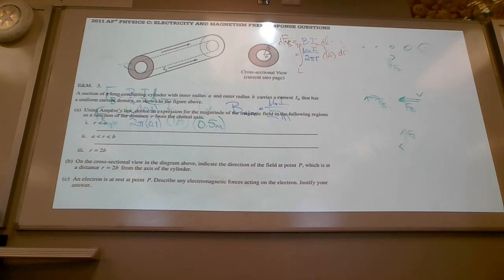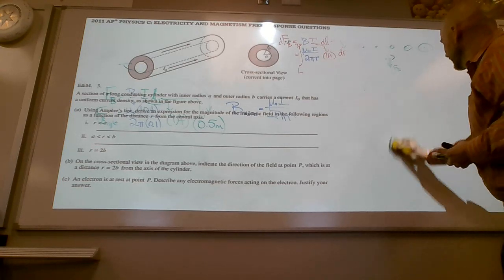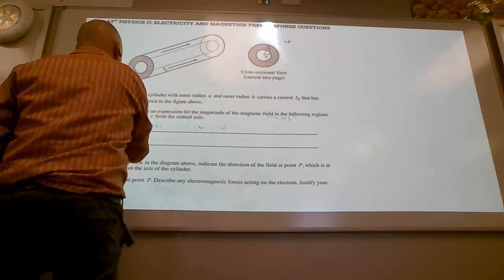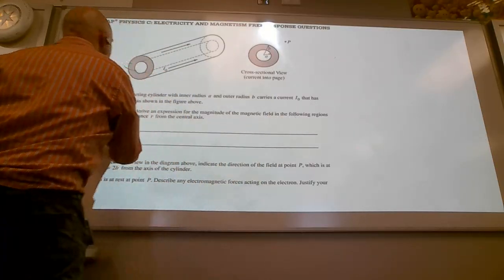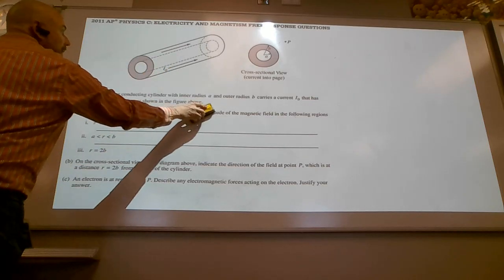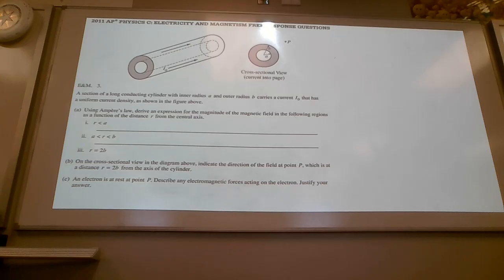Bless you. Did I sign this? Maybe. Let's do it now together anyways. All right. A section of a long conducting cylinder with inner radius A, outer radius B, carries current that has a uniform current density. Oh, we like that. Use Ampere's law to find an expression for the magnitude of the magnetic field in the following regions as a function of distance r from the central axis.